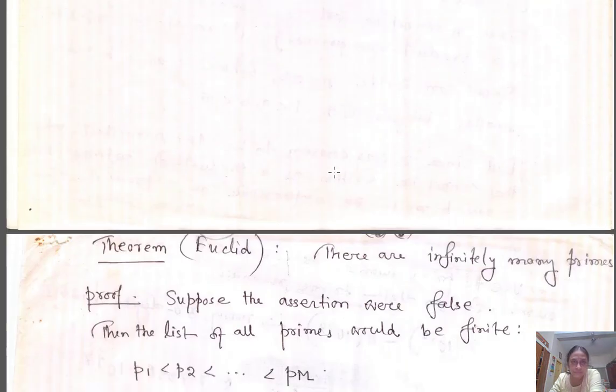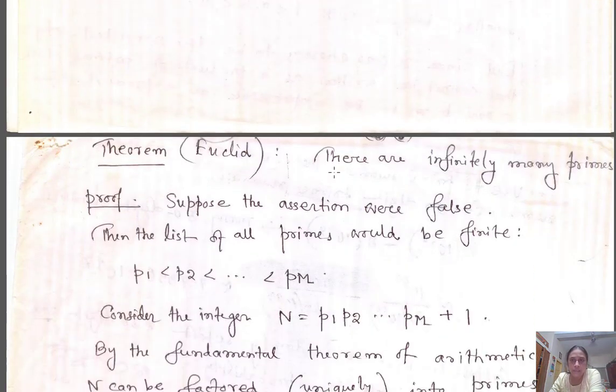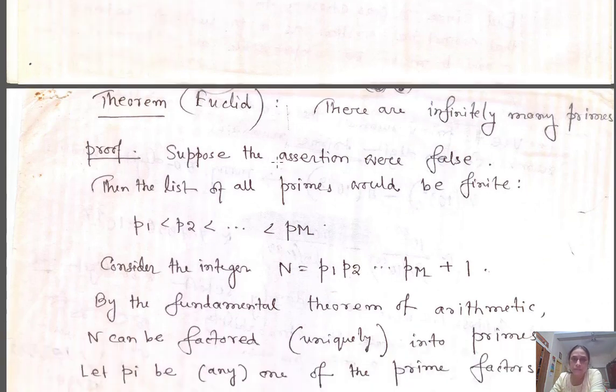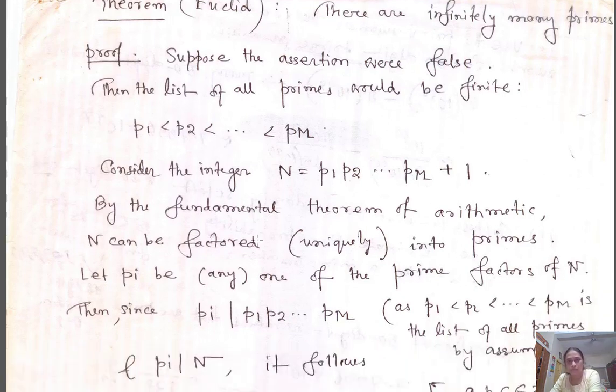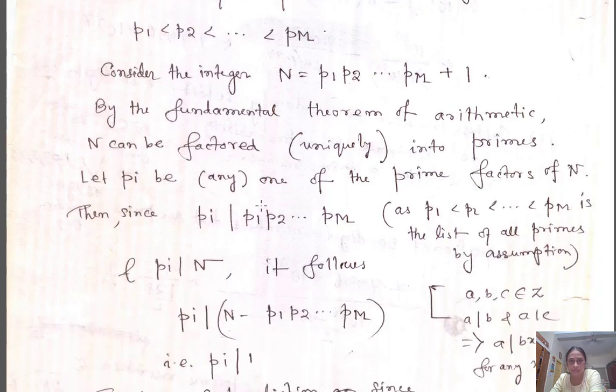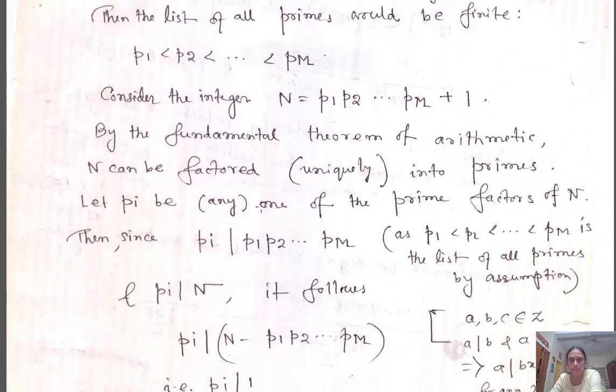Okay. Now Euclid's theorem: there exist infinitely many primes. We have an infinite supply of prime numbers. One proof is given; there are several ways this theorem can be proved. You go through this. I will not discuss it. Using Euclid's lemma, you can prove this.